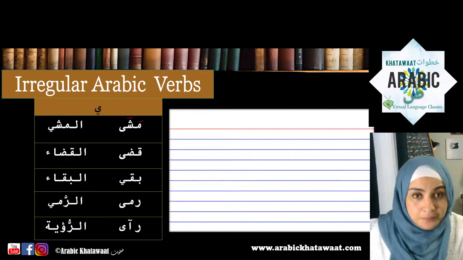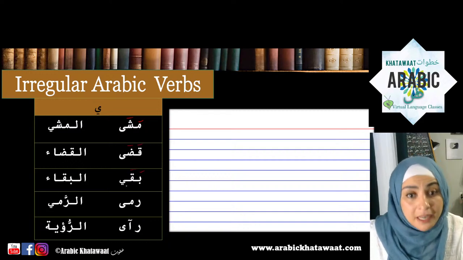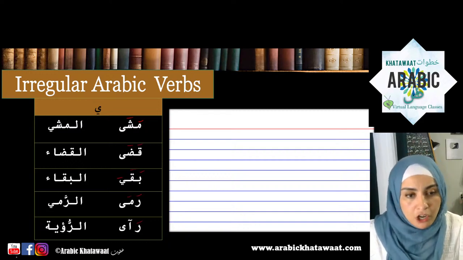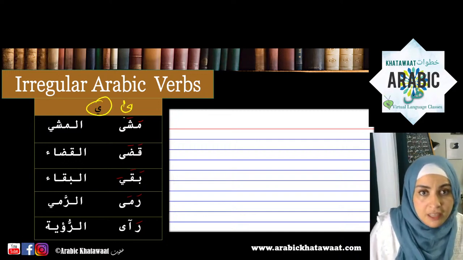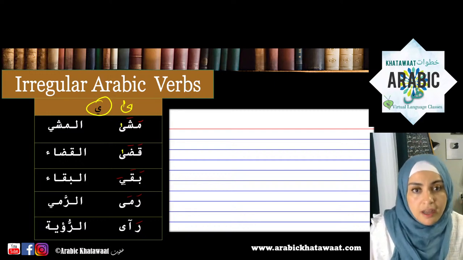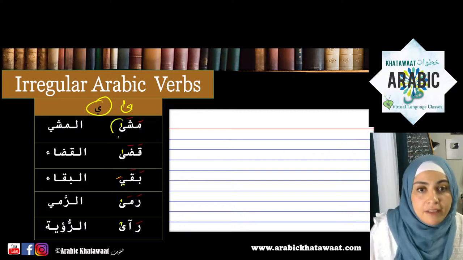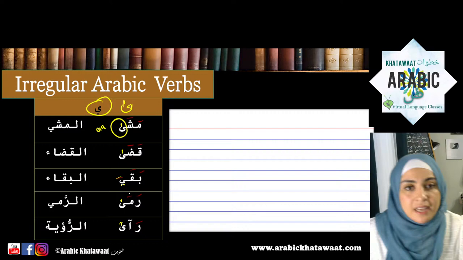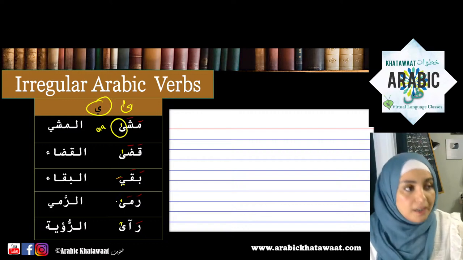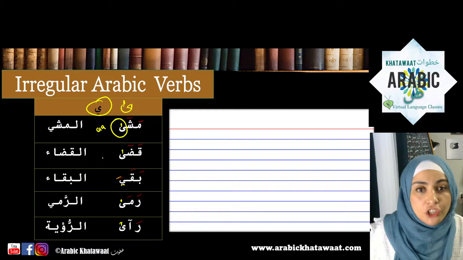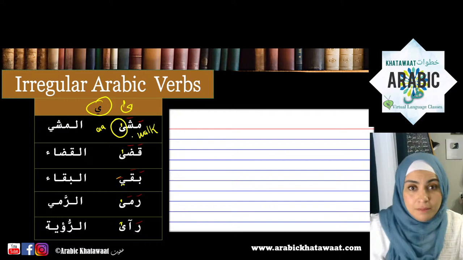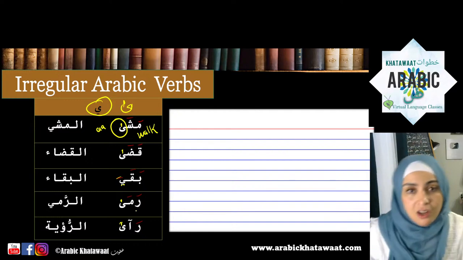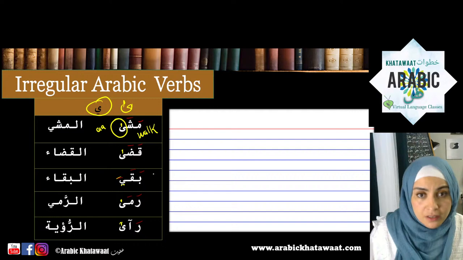Here I have مشى, I have قضى, I have بقي, رمى, and رأى. As you can see, I have the ya, but I also have the alif maqsura. If I have alif maqsura, it means I'm pronouncing it as a. So مشى, قضى. مشى, to walk. Like we said, سار على خطى والديه. قضى, spend.